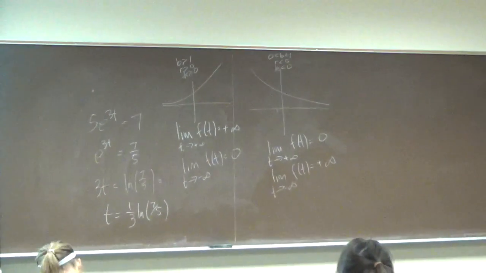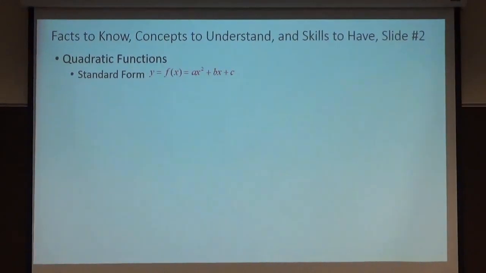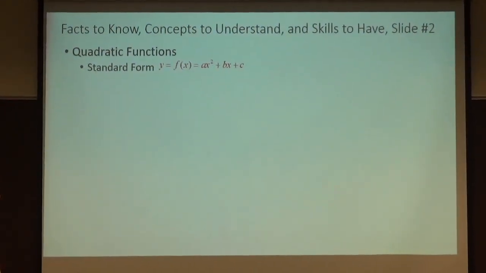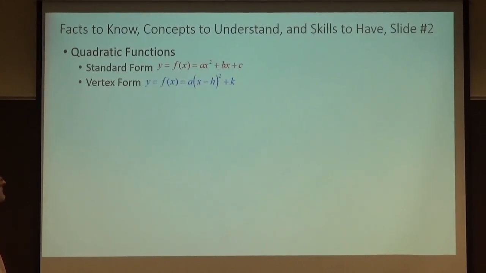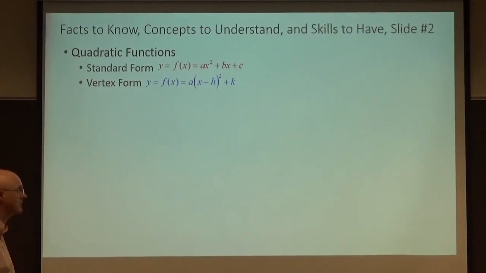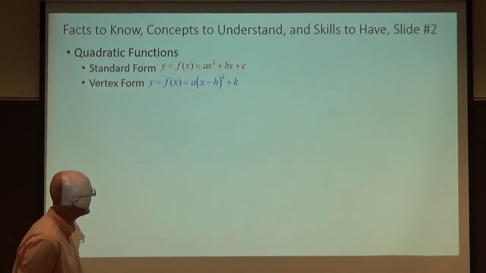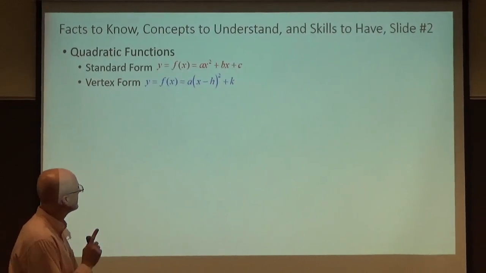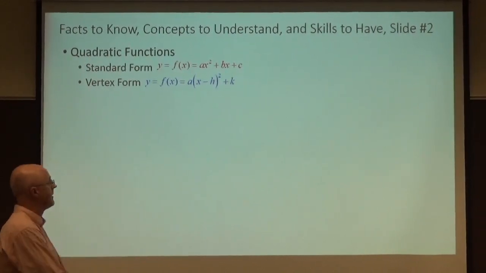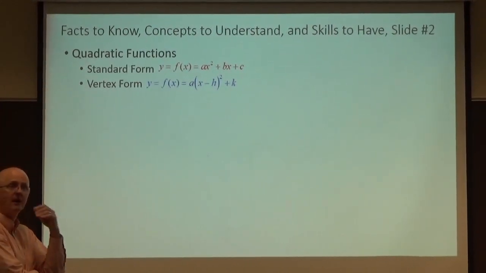Slide 2, quadratic functions. Our standard form, f of x equals ax squared plus bx plus c. Vertex form, f of x equals a times, in parentheses, x minus h quantity squared plus k. Really, k is, let's see, no, k is not the same as c, sorry about that. That's why I use a different letter. And you should be able to transition back and forth between these two things.